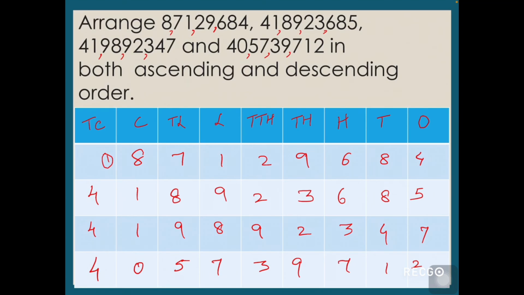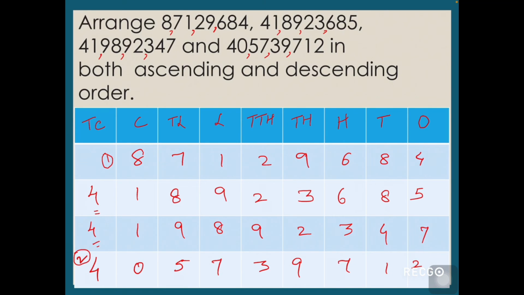Now from the rest of the numbers, if you see, the first place is equal. Let's compare the next place, that means the crores place. You will find 0 is the smallest of these two. So this is my next number that I will be writing in the ascending order.